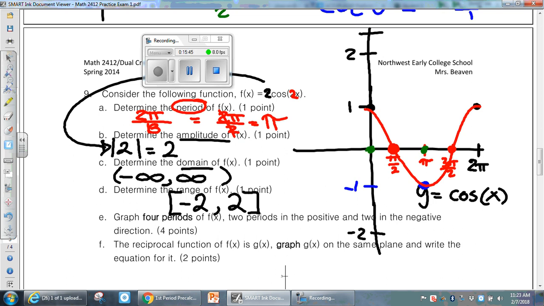And sorry, those will not be intercepts. Those are going to be the max and max. And then right here we'll have a min, and then intercept here and intercept here. And so it will look like, oh, sorry, actually here. Max and max.